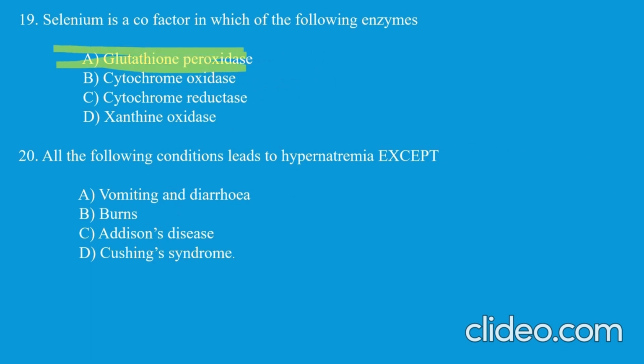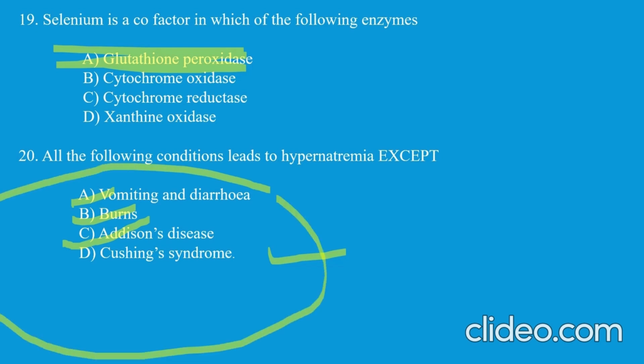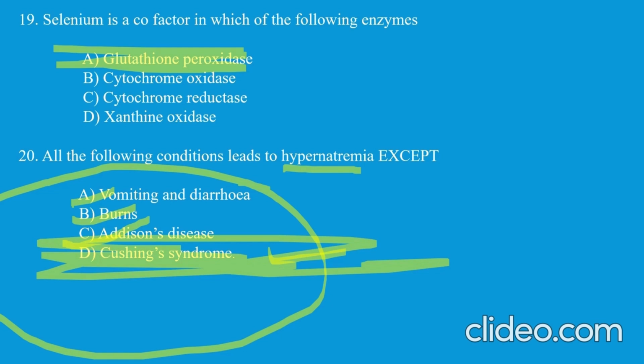Now the next question is all of the following conditions lead to hypernatremia. I think this question is frankly wrong, because in all the cases, that is in vomiting, in burns, all these conditions have hyponatremia, right? And also if there is Addison's disease, there is also hyponatremia, because in Addison's disease there is less aldosterone, and if there is less aldosterone, then it will not reabsorb sodium and sodium will be excreted out. So these three options have hyponatremia, and Cushing syndrome has hypernatremia. So the question must be that all of the following conditions lead to hyponatremia, except, then the answer would have been Cushing syndrome, but in the question it has been mentioned hypernatremia except. So the three options, A, B, C, all have hyponatremia, right?